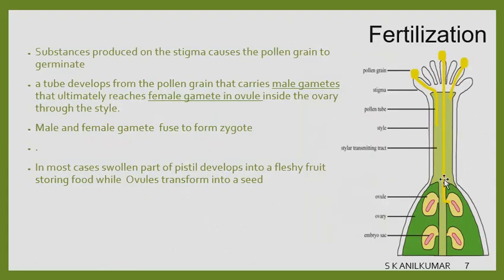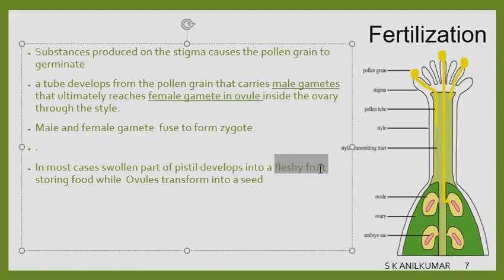This pollen tube is created when the pollen grains germinate on the stigma due to the substances produced by the stigma. Through the pollen tube it reaches the ovule. The male and female gametes fuse to form the zygote. Zygote is the egg, and then the ovary becomes the fleshy fruit, while the ovule becomes the seed.